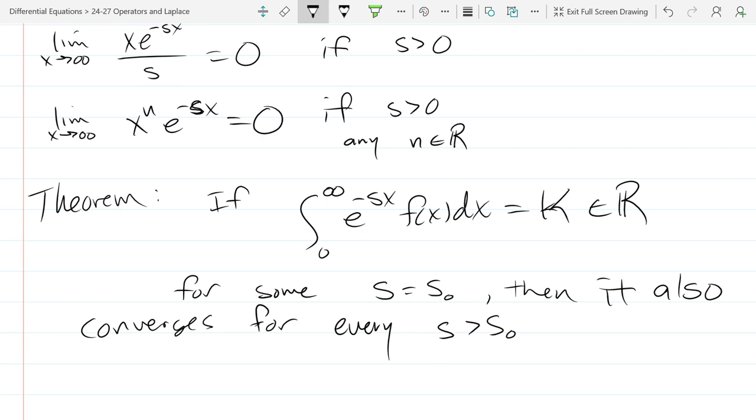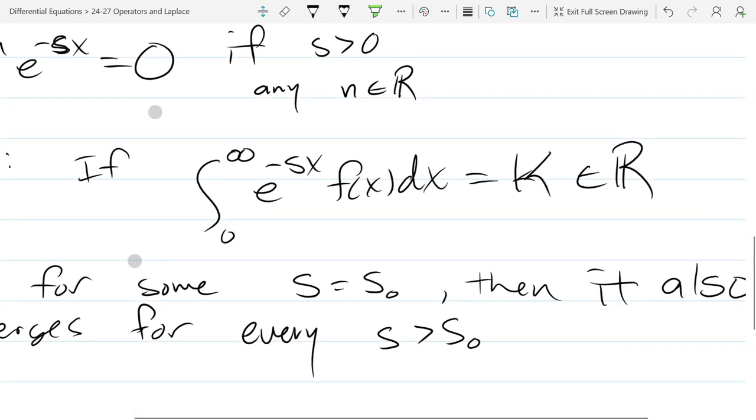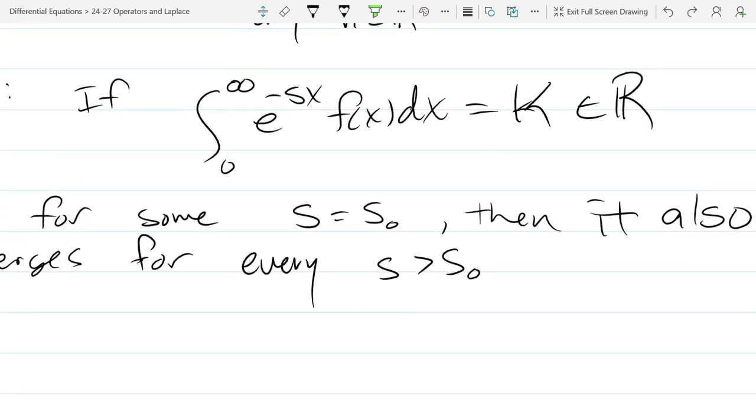of s. And what happens when s increases? Basically, e to the negative sx gets smaller faster. So that's what's happening if the value of s increases. You're actually going to get a smaller number out of this.